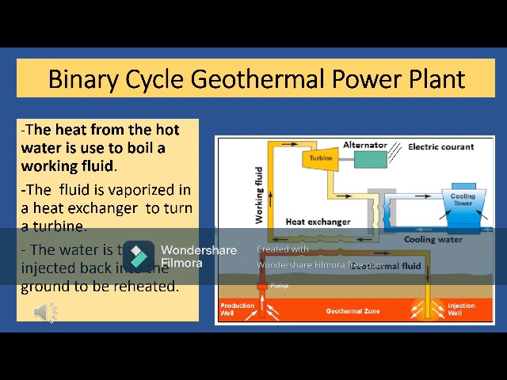Binary cycle geothermal power plant. The heat from the hot water is used to boil a working fluid, and then it's being pumped. In the heat exchanger section, convection is happening there, and the heat is transferred to the working fluid, and it tends to boil to run the turbine. The turbine is connected to an alternator, or what you call a generator, to produce electricity. Then the water is injected back to the ground to be reheated again.